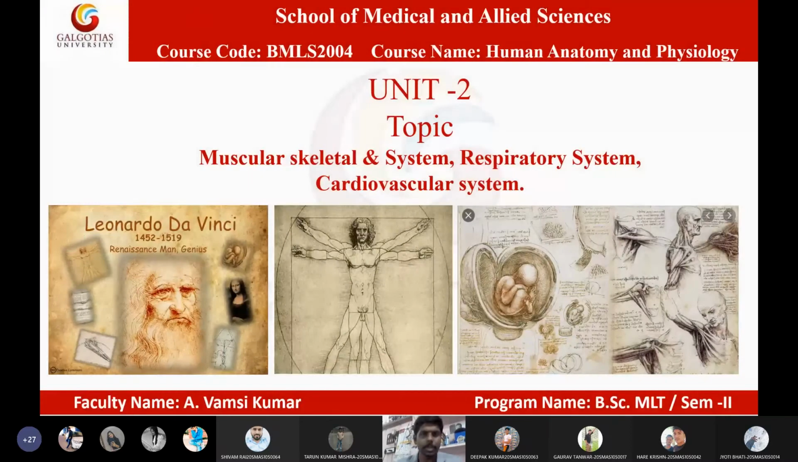Okay. So coming to the subject. The subject is anatomy and physiology, and the subject code is BMLS 14204. And now we are in the unit 2. In the unit 2, we have three important topics. One is the musculoskeletal system, then the respiratory system, and the cardiovascular system. So currently we are in the musculoskeletal system.